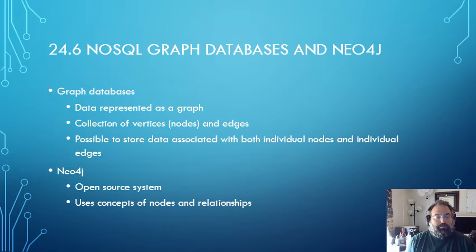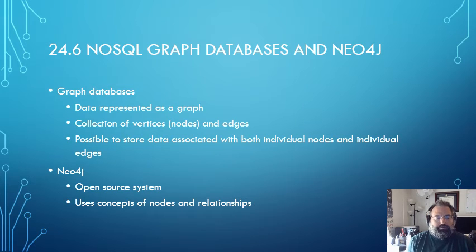Graph databases store data as a representation of nodes and arcs. You have nodes, which are vertices, and edges, which connect those nodes. It's possible to store data associated with both individual nodes and individual edges. That's one of the compelling arguments of a graph database: you can have as many attributes on your edges as you have on your nodes, if not more so.